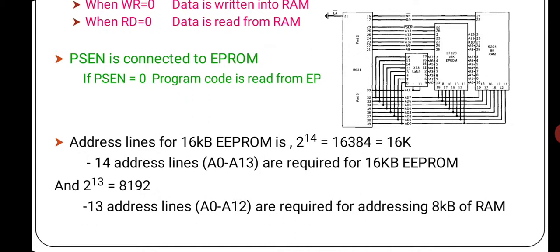Understood? And similarly, if you want to connect 64 KB of RAM, that means 2 raised to 16. More than this you cannot do because you have only 16 address lines. You don't have a 17th address line, so you cannot go beyond 64 KB. It may be ROM as well as RAM. In both cases, it is maximum expandable up to 64 KB, and this is possible by varying the address lines.